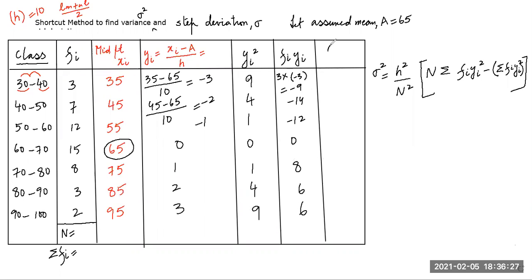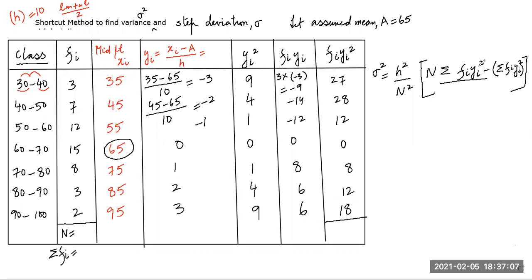In the last column, we will find out fi yi square. Beautiful. Once we want to find fi yi square, you simply multiply fi with yi square. So 9 3s are 27, and we get 48, 12, 0, 8, 12. See, fi 3, 2 here, and then 9, 9 2s are 18. Very good.